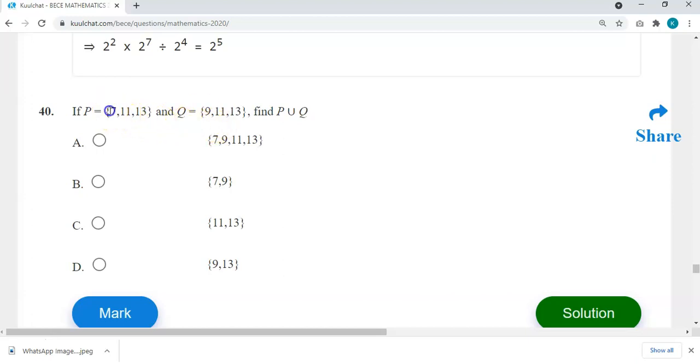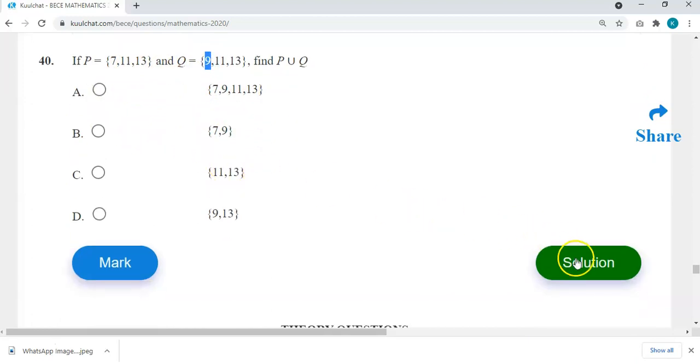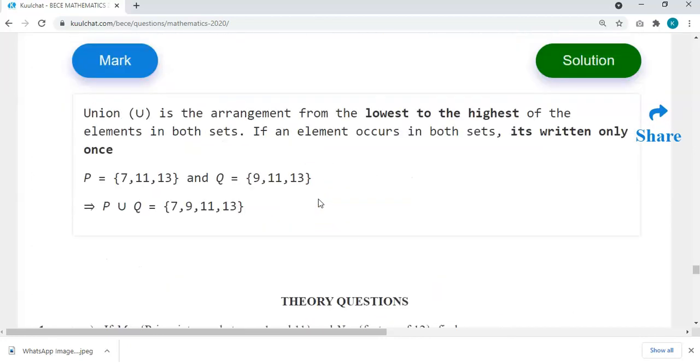So here 7 comes first. After 7, you follow by 9. 11 is here. 11 is here. You write it only once. And 13 is here. 13 is here. You write it only once. So the union becomes 7, 9, 11, and 13. So that makes A the answer. Okay. So that's it. You write each of the elements starting from the lowest to the highest and make sure you don't repeat. Even if it occurs here and there, you only write it once.